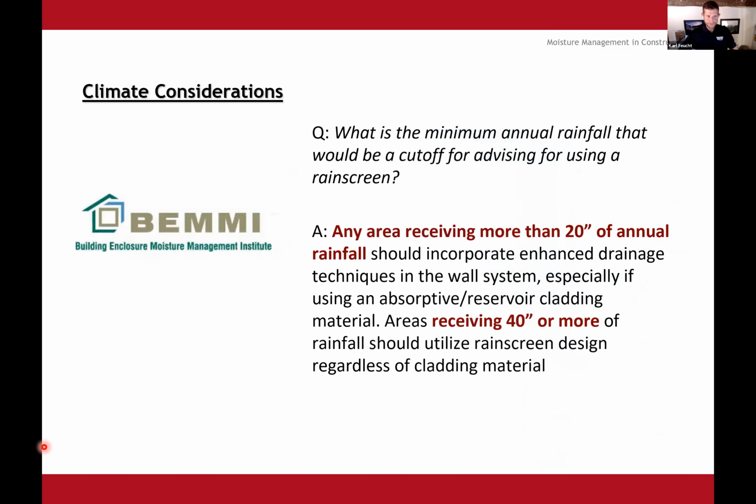So why is that important? There's an organization out there, well-respected in the industry, called BEMI, Building Enclosure Moisture Management Institute. And what they say is that any area receiving more than 20 inches of annual rainfall should use enhanced drainage techniques in the wall system, especially if using an absorptive or reservoir cladding. So let's go back to the map.